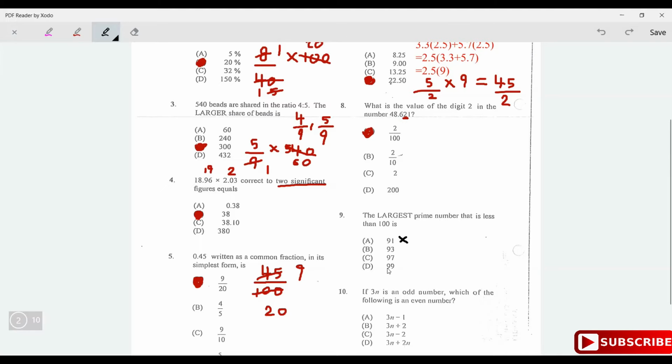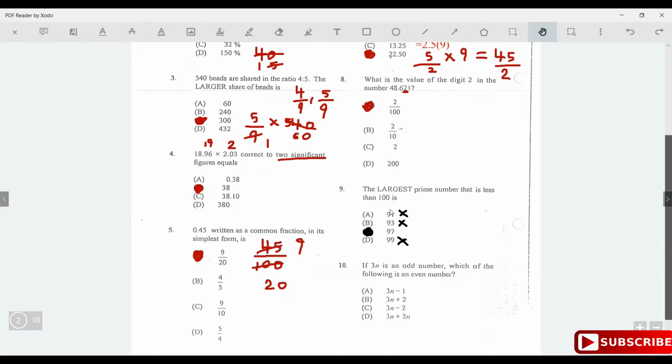99 is not a prime number because this is divisible by 3. 99 is not a prime number, so this is eliminated. 93 is not a prime number because this is divisible by 3 as well. So the largest prime number is 97. Easy.